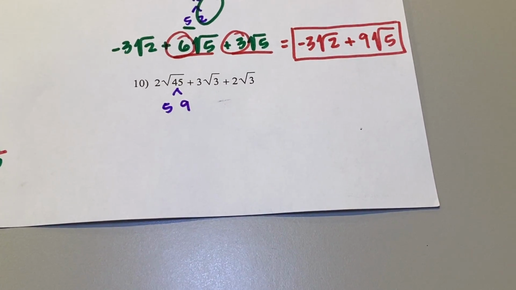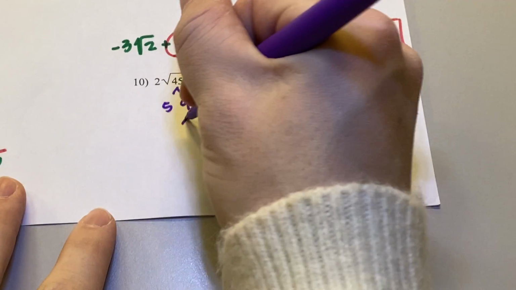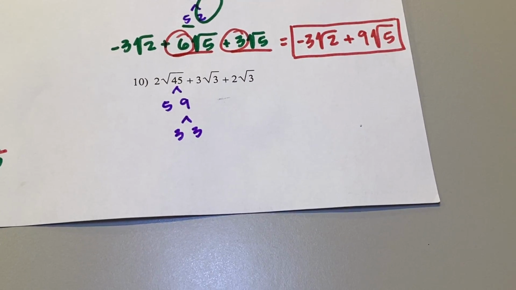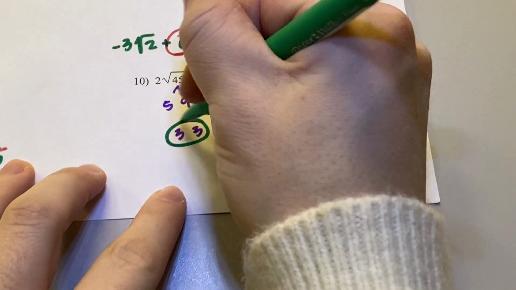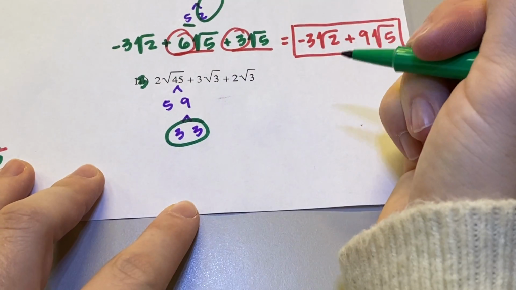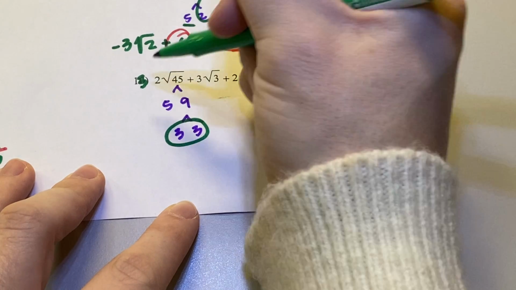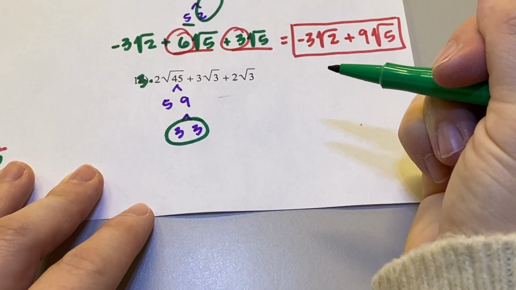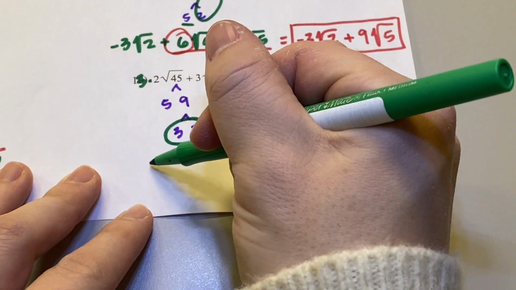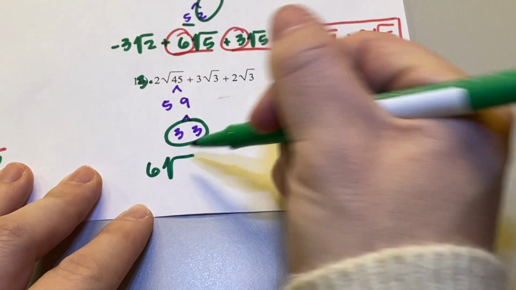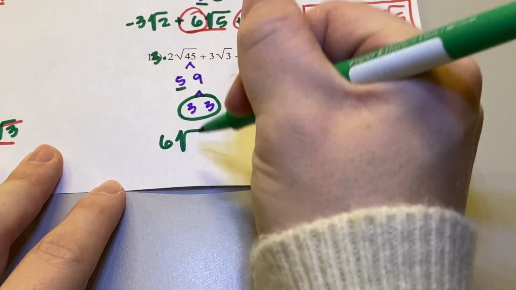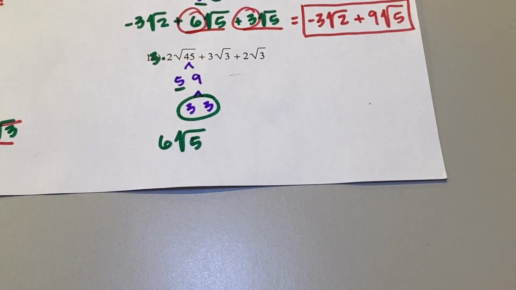What's the automatic pair I get out of 9? 3. Nice. Where's my pair that gets to leave? 3. What happens to the 3 and the 2 out front? Times them, which will be 9. Wait, no. 6. 3 times 2, 6. Who was left inside? 5. So now my new radical looks like 6 root 5.